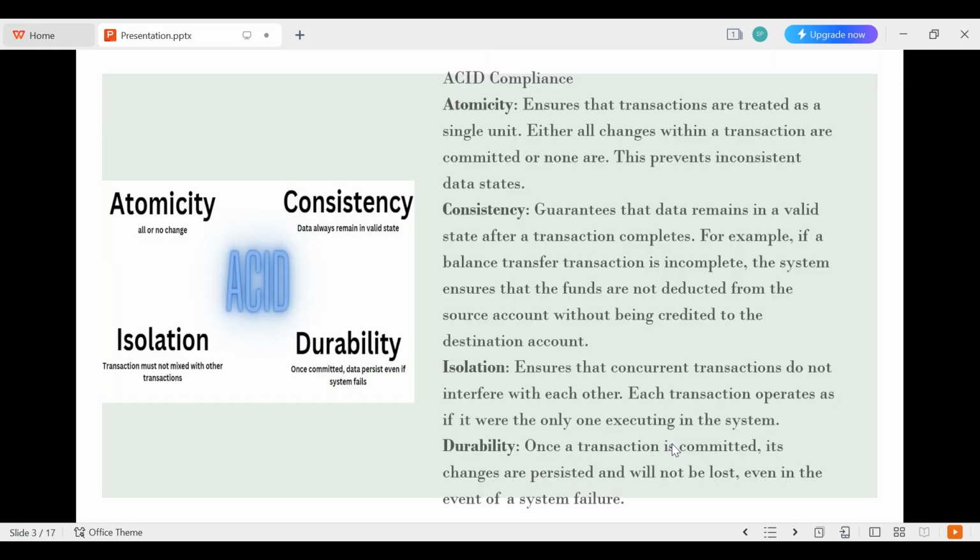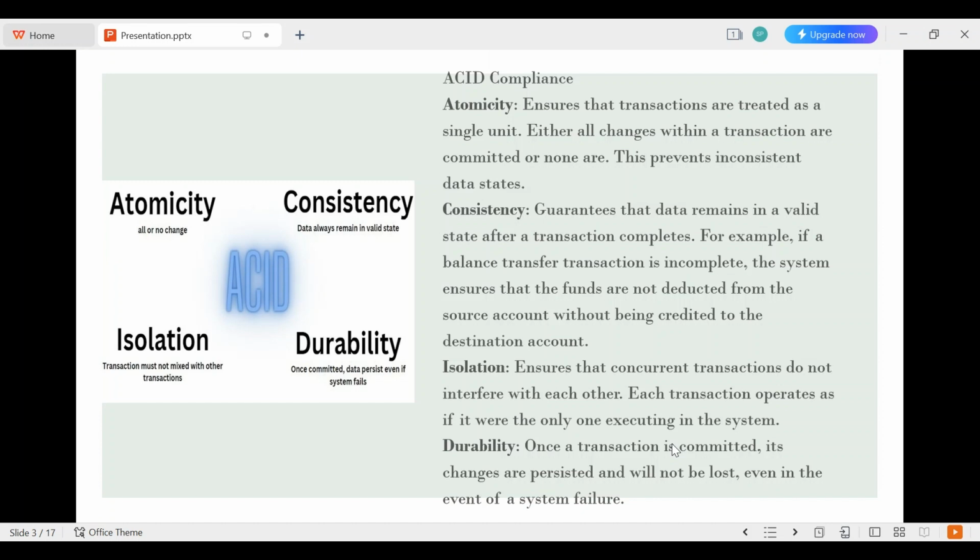So the ACID properties. We understood them very briefly in the previous video, what ACID is, but let's understand each part of it: what A means, what C means, what I means, and what D means. We'll take some real examples to see how it helps. A is atomicity, which ensures the data transactions are treated as a single unit: either all the changes within the transaction are committed or none.